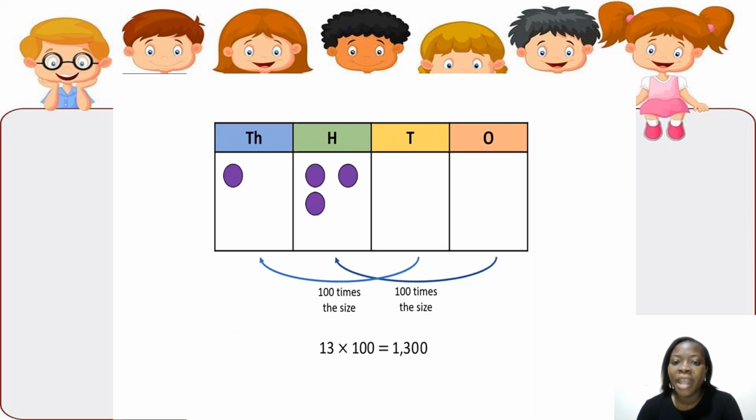So over here, my ones has moved to the hundreds, my tens has moved to the thousands. So what do we have? We have 1300, because we have nothing in the other columns. They are represented with zeros. So 13 times 100 gives us 1300. Remember, when multiplying by 100 on a place value grid, you move 2 columns to the left.